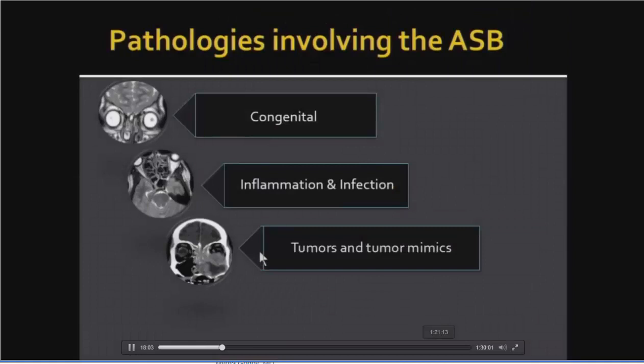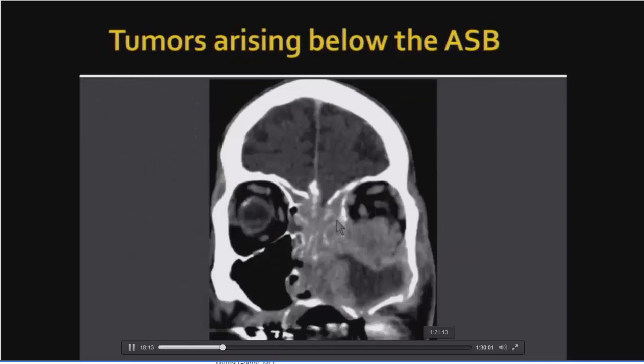Now, we've seen some inflammatory pathologies and some infectious pathologies. We also tend to see a lot of tumors involving these regions. So let's look at some tumors and tumor mimics. We'll divide it into 3 major locations: tumors which arise just below the skull base, tumors which involve the skull base primarily, and tumors which arise above the skull base and then involve the skull base.